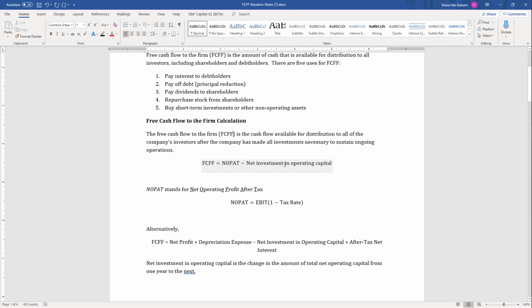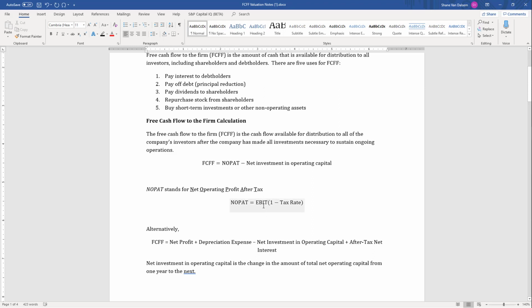It's called net investment because a company, in order to continue to operate, has to make investments in things like inventory, accounts receivable, fixed assets like buildings and equipment and all those things. But we also get to deduct out increases in operating current liabilities such as accounts payable and accrued expenses. So NOPAT is calculated as the earnings before interest and taxes multiplied by 1 minus the tax rate.